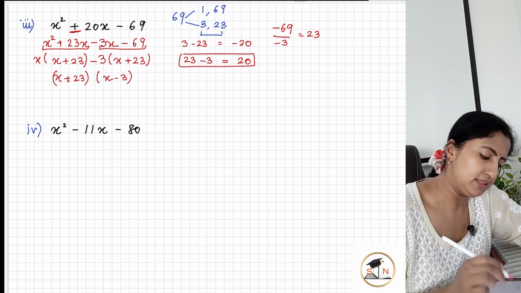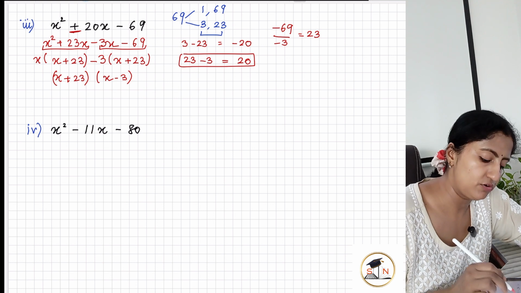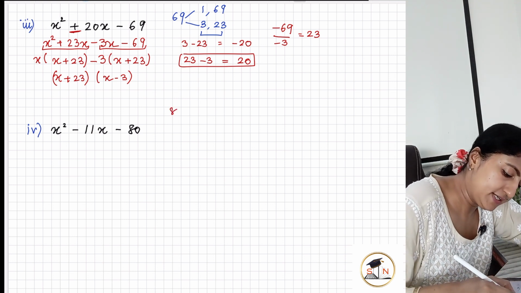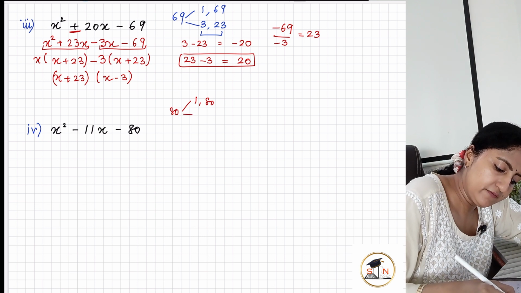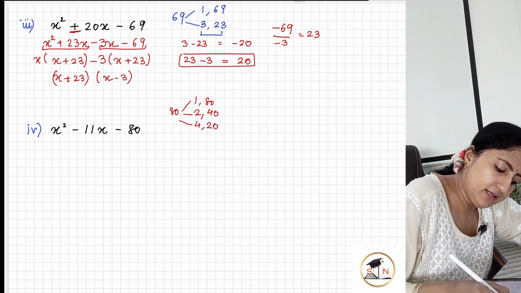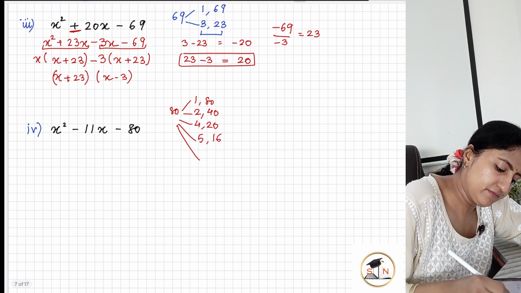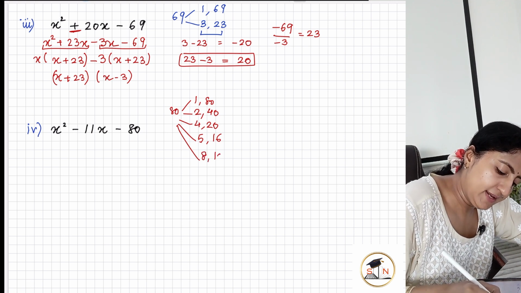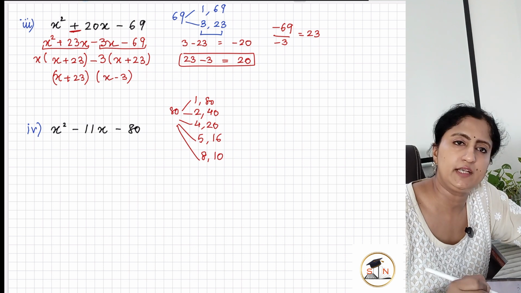Okay. Now, the same process, we need to find the factors of c, that is your constant, 80. So, let's see the factors of 80. 1 and 80. 2 and 40. 4 and 20. 5 and 16. 8 and 10. Right? These are all the factors for 80.